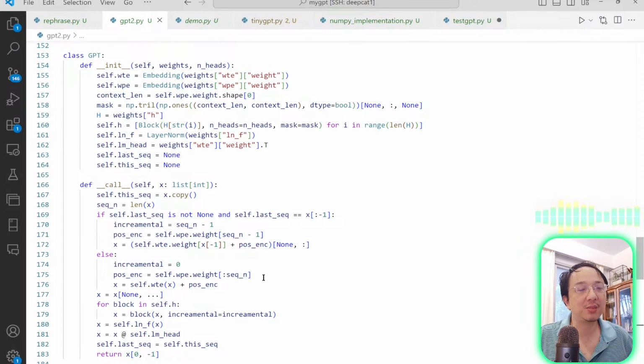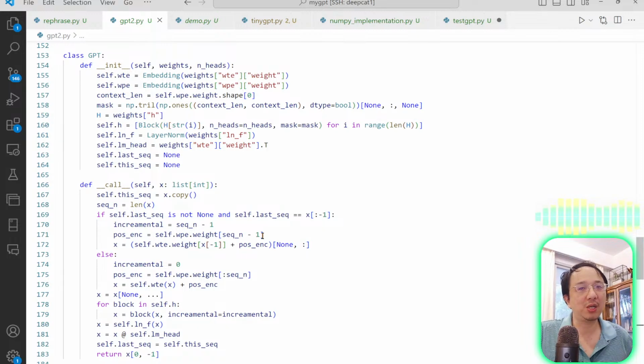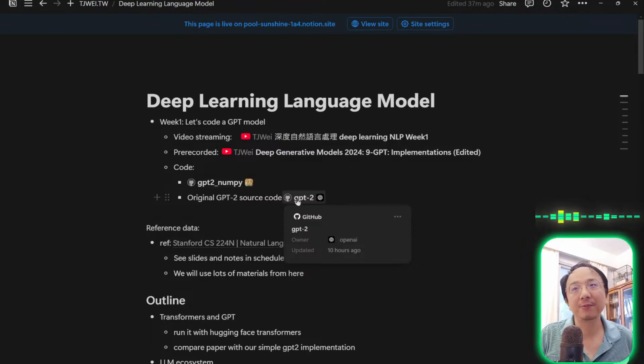So the reason that I'm putting it in this way so that you can compare with the transformer paper is because actually it helps you to read the source code of the Hugging Face implementation. Also, we have given a link to the original GPT-2 source code published by OpenAI.